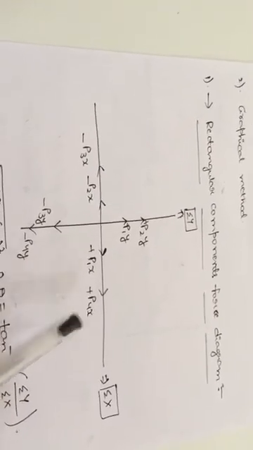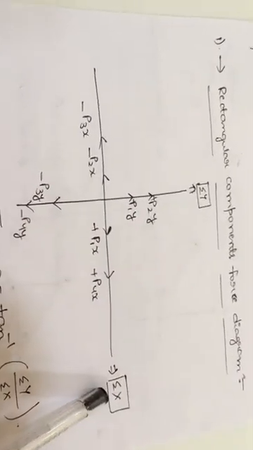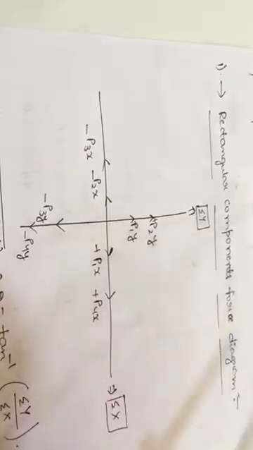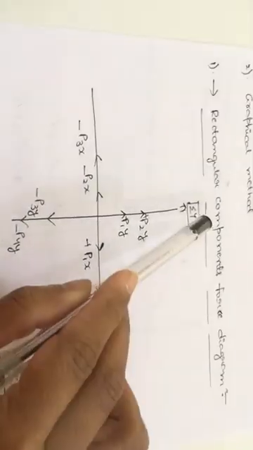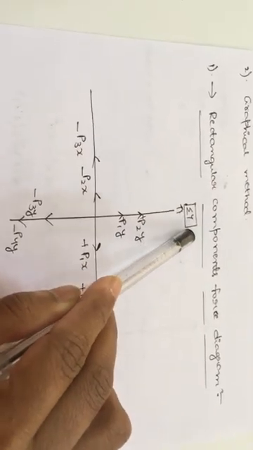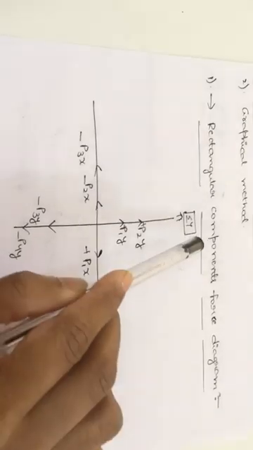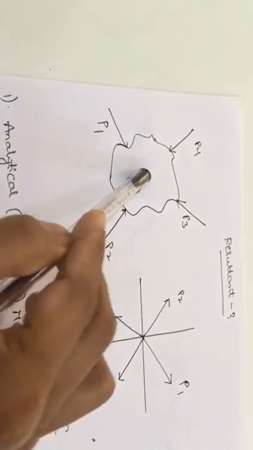From this diagram, if we add all the x components, you will get the sigma x value. If you add all the y components, you will get the sigma y value. Sigma x is nothing but the x component of the resultant force and sigma y is nothing but the y component of the resultant force. So from this diagram we got the x component and y component, two rectangular components of the total force of all the forces acting on this body.